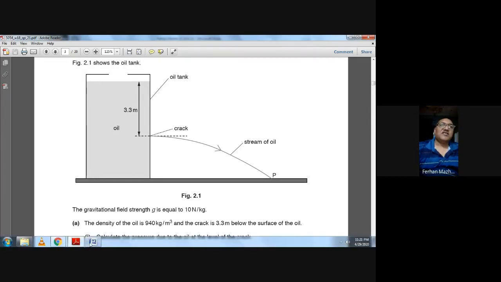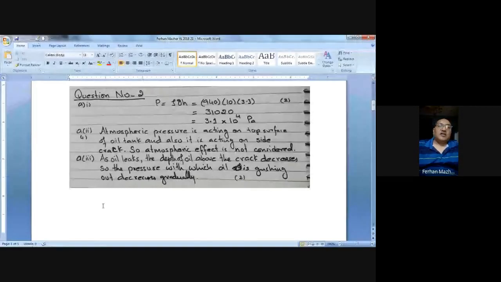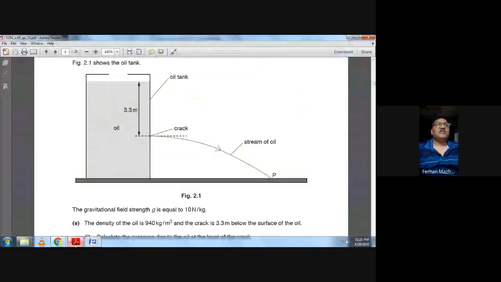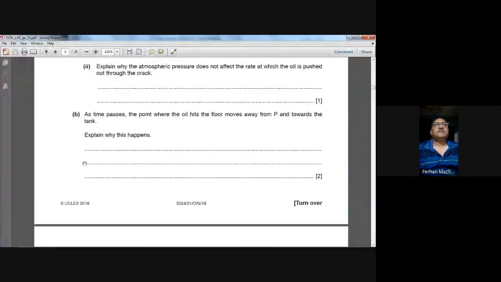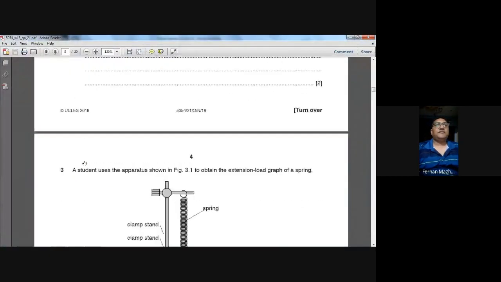I have written this answer also. As oil leaks, the depth of the oil above the crack decreases. So the pressure with which the oil is gushing out decreases gradually. It's a 2-mark question. I hope I have made my point clear. Okay, let's move to the next question. Question number 3.